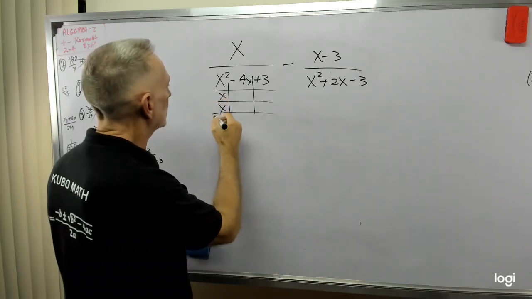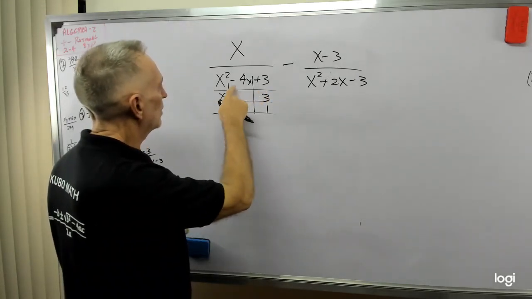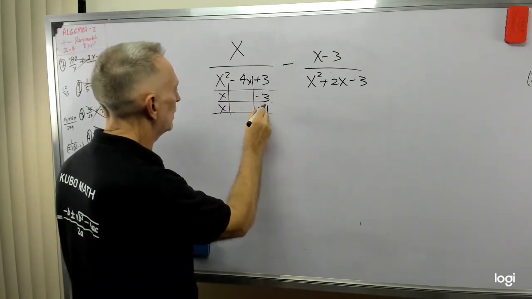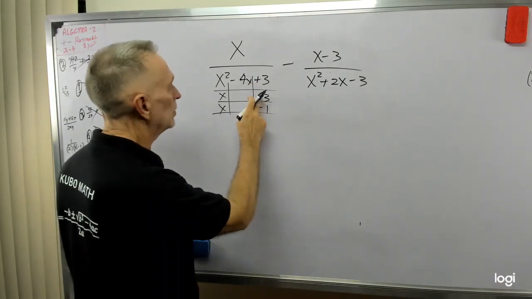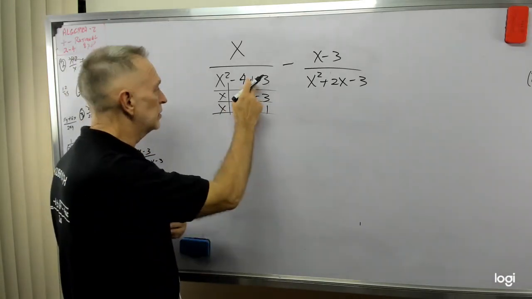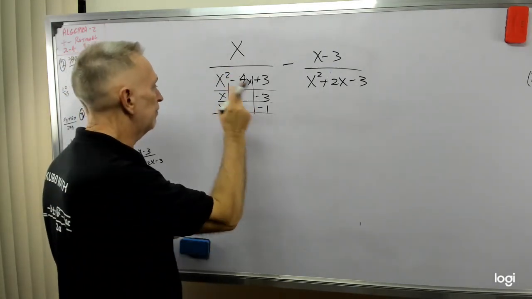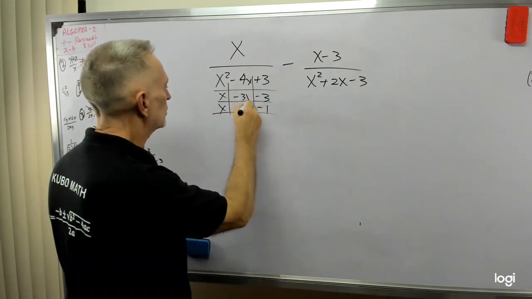X times x, factors of 3 and 1. That's the easy one. Now, they've got to add together to give me a negative 4, but multiply to give me a positive 3. So negative 1 times negative 3 is a positive 3. Negative 1 plus negative 3 is a negative 4. So this works out. Negative 3x.